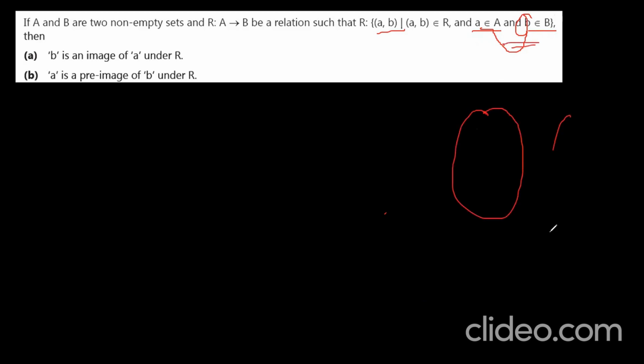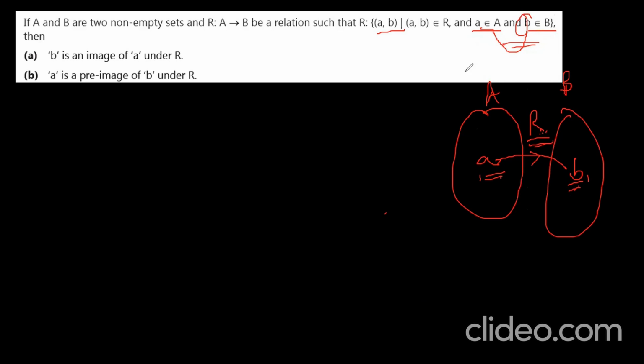You take this as A and this as B, two sets I am taking. I am making a relation R between A and B. So this B is called an image of A under relation R, and A is called a pre-image of B under relation R. Under that relation only we have to specify.